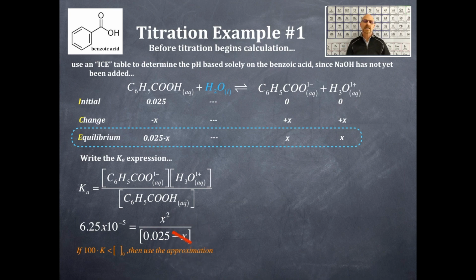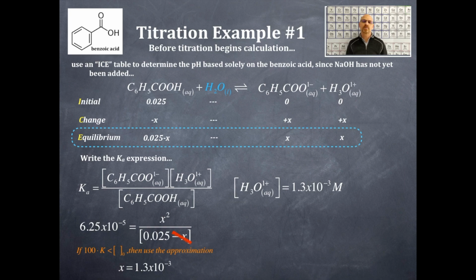Now what we're going to do is solve for x. We're going to take the Ka times 0.025, take the square root of that, and I'm going to get x, and here's x. Now, I'm going to go back to my equilibrium, okay, that I have on my ice table and find out what x equals. X equals the benzoate ion concentration and also the hydronium ion concentration, and that's really what I'm interested in. So the hydronium ion concentration is equal to 1.3 times 10 to the negative 3 molar.